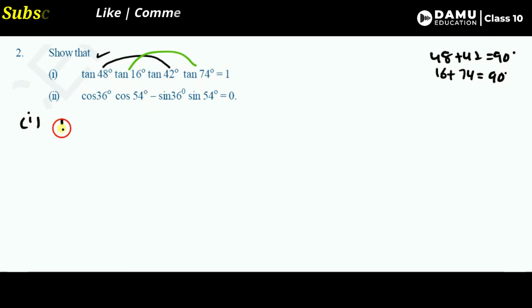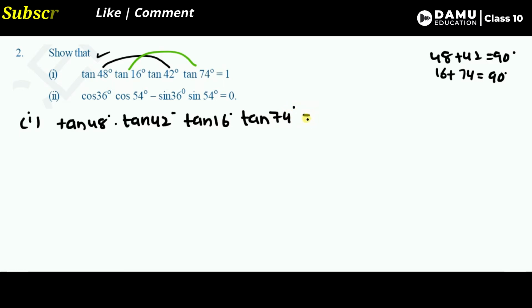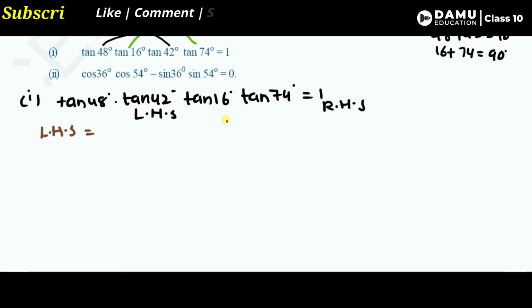So the first one, tan 48 into tan 42, and tan 16 into tan 74 degrees, equals 1. This is the LHS and this is the RHS. Let's take the LHS, that is tan 48 degrees, tan 42 degrees, tan 16 degrees, tan 74 degrees. Let's divide this into two parts, and finally we are going to multiply them. First part, let's take tan 48, tan 42.